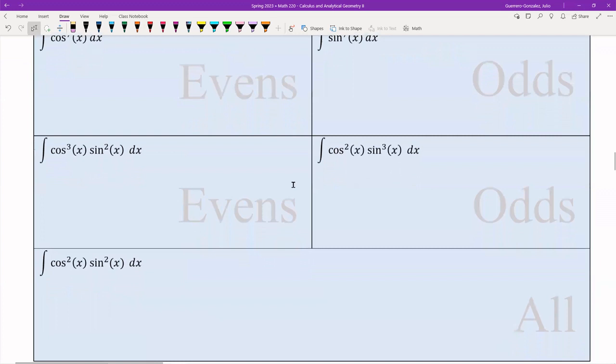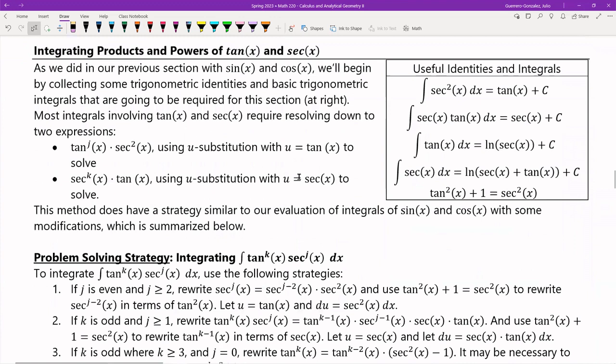So now moving on, now that we did sine and cosine, we're going to do secant and tangent for this secondary part. They work out just the same. We are going to be using the simpler identities.